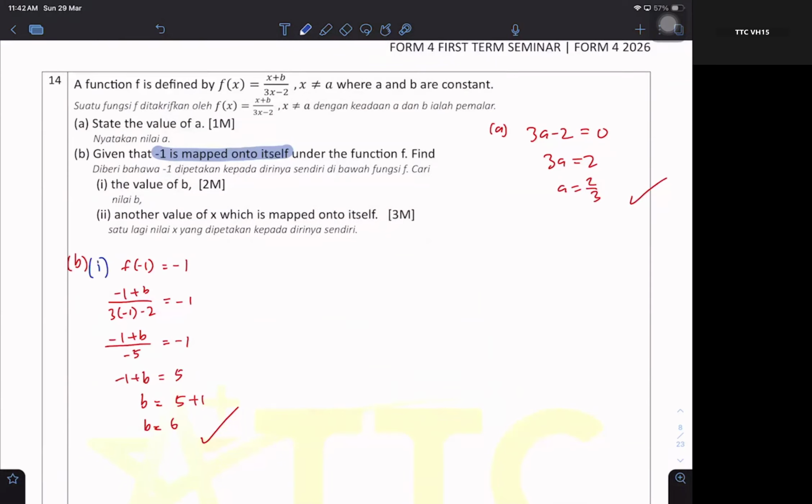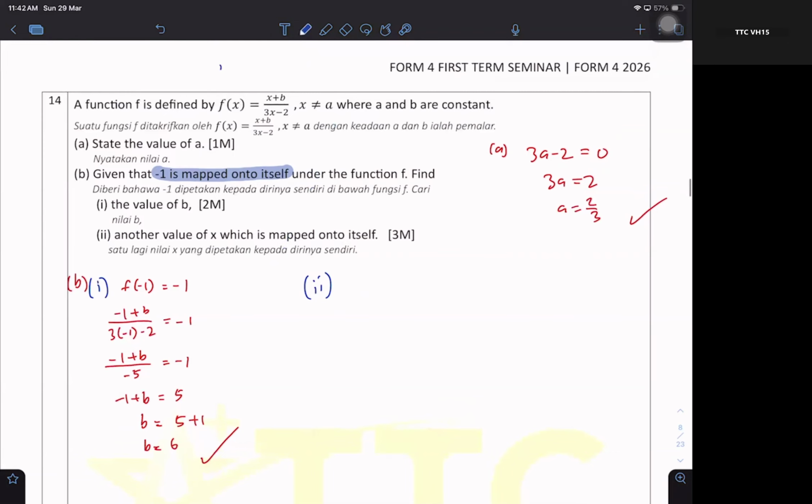This is B1, then B2. Before you go and do B2, I tell you what, because you just found the value of b, right? So what you do is you can sub the b back into the equation first. You can rewrite the equation first. So you see, it is f(x) equals (x + 6) over (3x - 2). So this is the actual function.